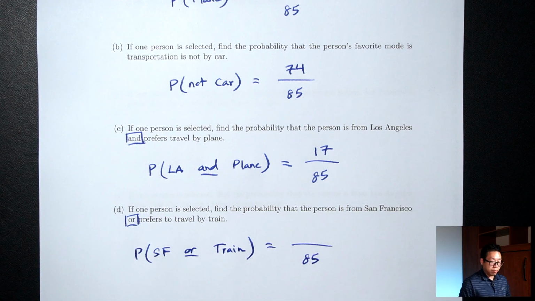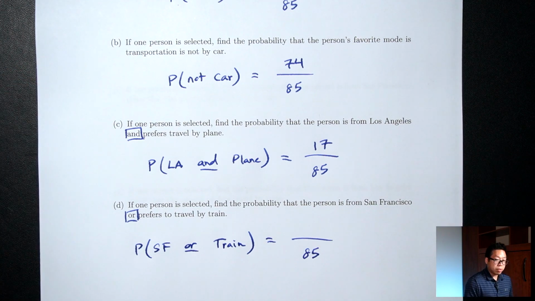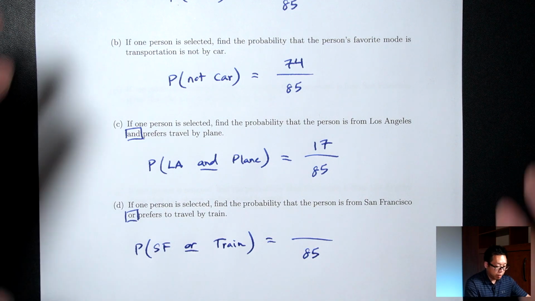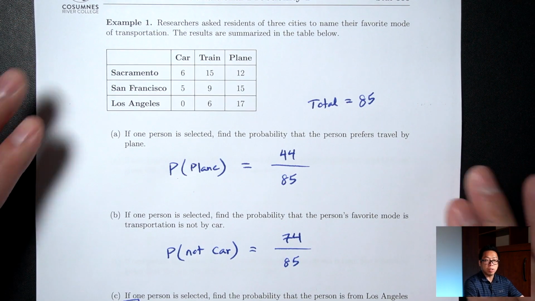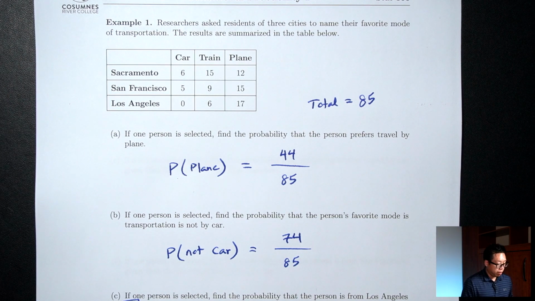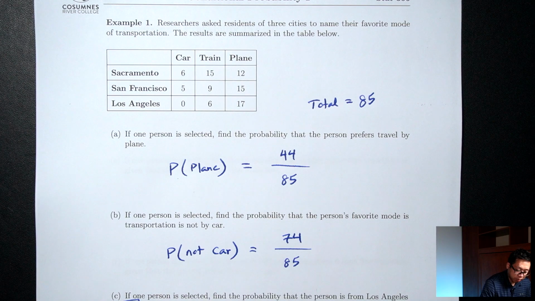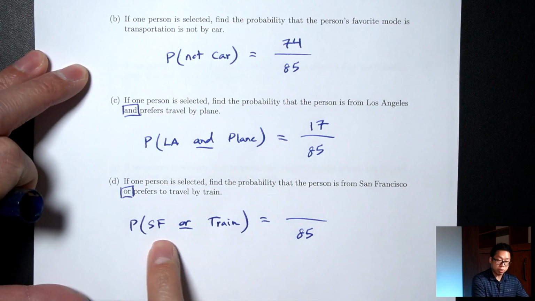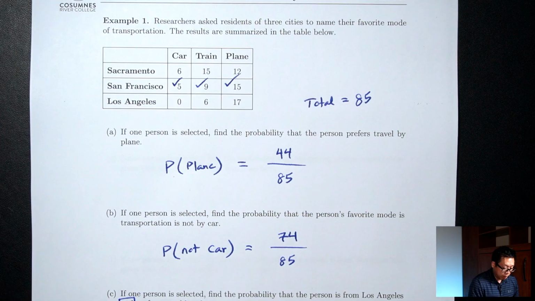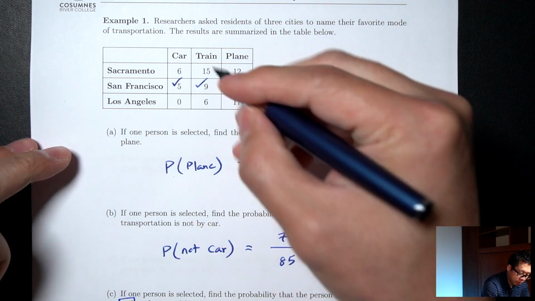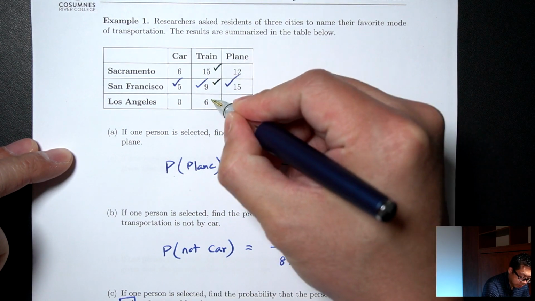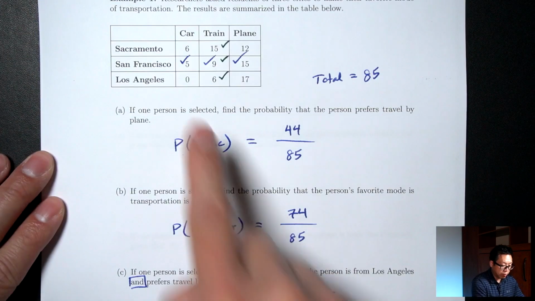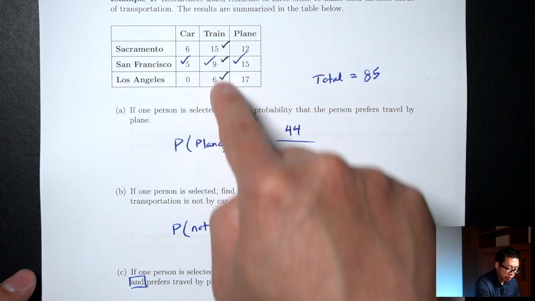Now, the word or in probability means I want the people that satisfy one of these requirements or both, right? They don't have to satisfy both at the same time. They just have to satisfy one of these. So how many people are San Francisco or train? Well, all the San Francisco people will count because they would satisfy the San Francisco requirement. And then all the train people would also count because they would satisfy the train requirement. So basically, I'm just taking all my San Francisco numbers and combining them with all the train numbers.